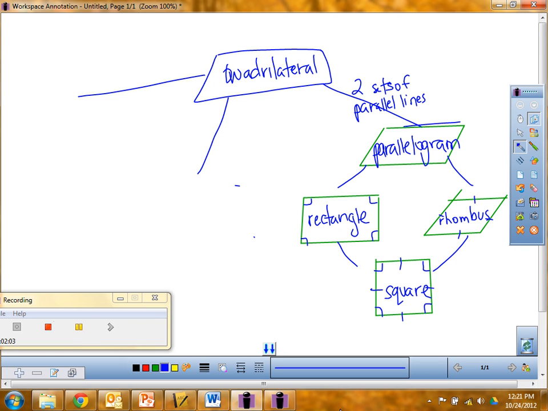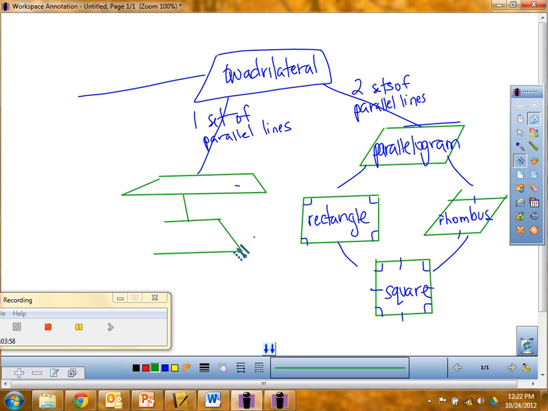So then our quadrilateral can branch to the second branch. What do you think this branch contains? One set of parallel lines. This is our regular trapezoid. Here's our parallel line. It only has one pair. There's nothing special about those non-parallel sides.